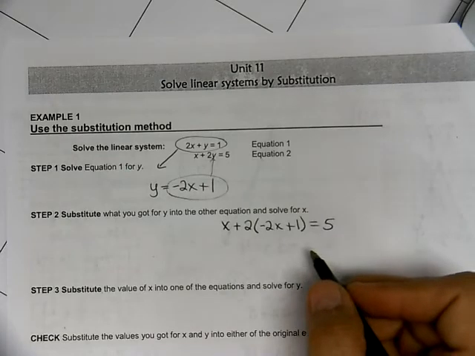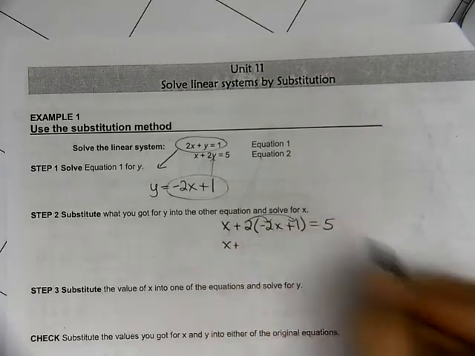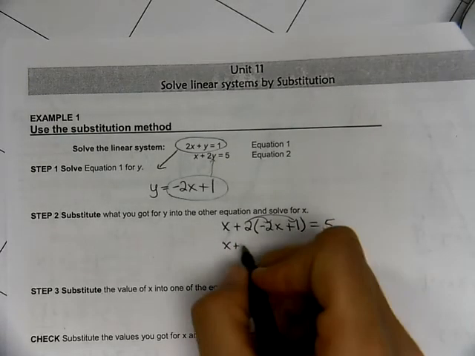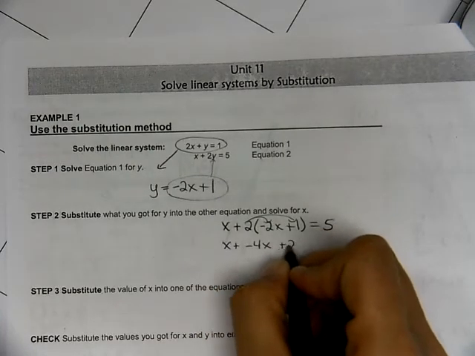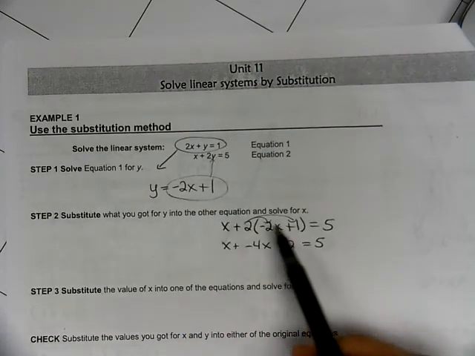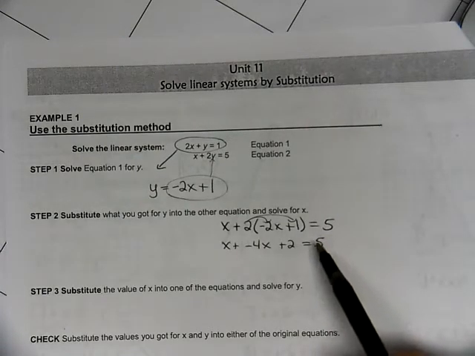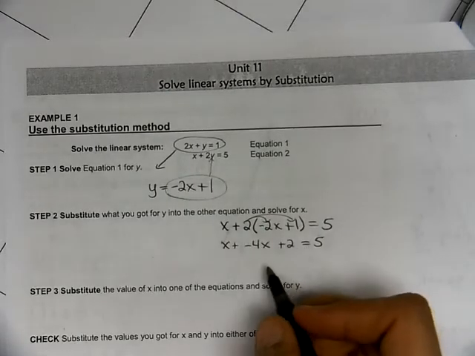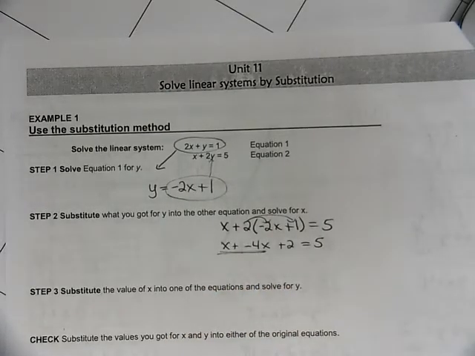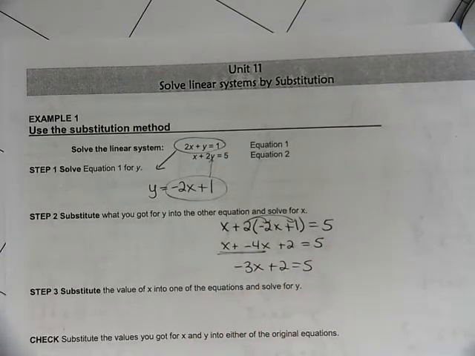Now, this is just algebra. x plus, I've got to distribute the 2. So negative 4x plus 2 equals 5. Be careful, especially on the homework tonight, you may have to distribute a negative. Okay, so we plugged in that. Now I can combine like terms here. Negative 3x plus 2 equals 5.